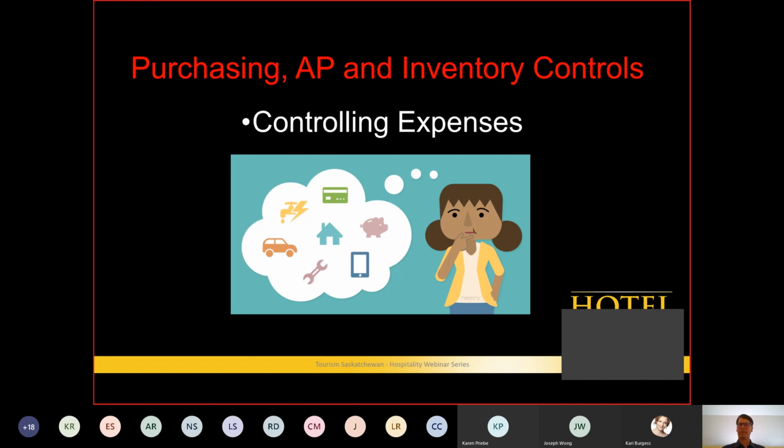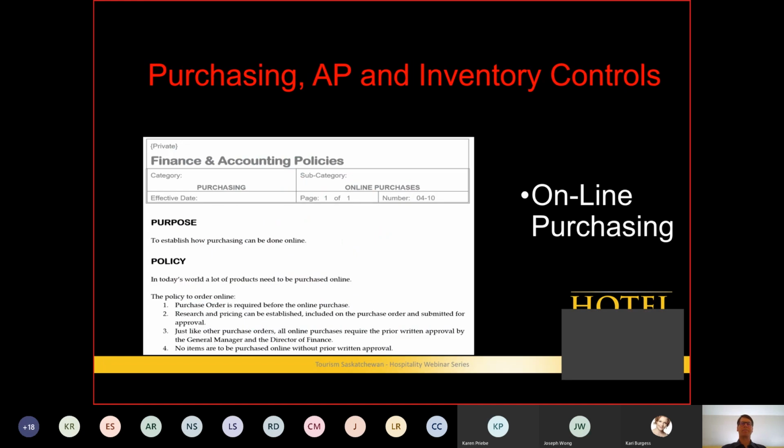I'm going to talk in this segment about controlling your expenses. What are the best practices? Here are some policies. Part of my business is helping companies write policies, but I've cherry picked what I think are the top purchasing, AP, and inventory control policies. And the first one is online purchasing.